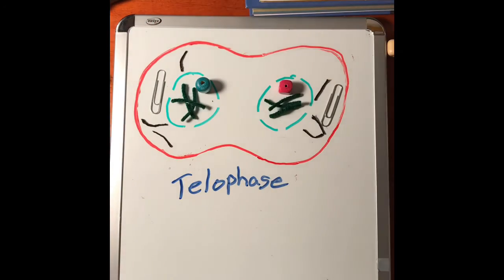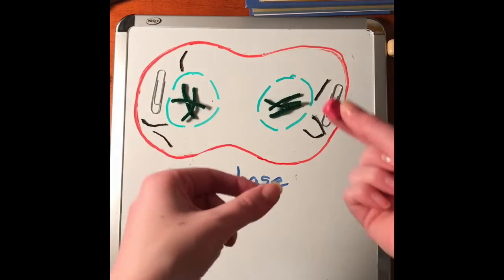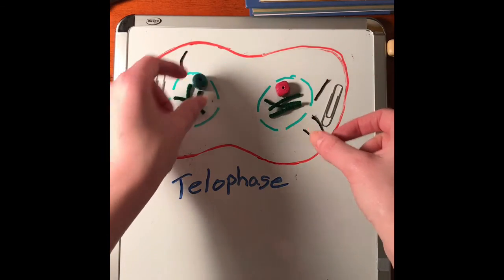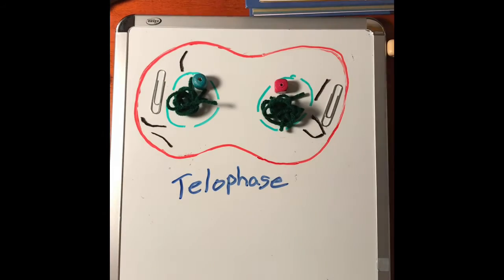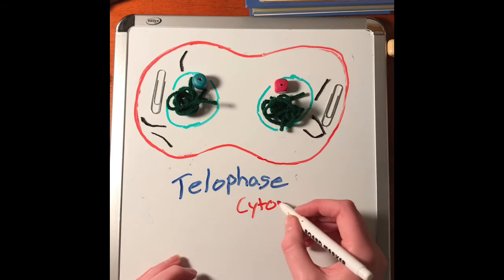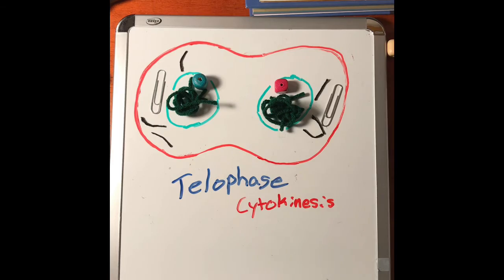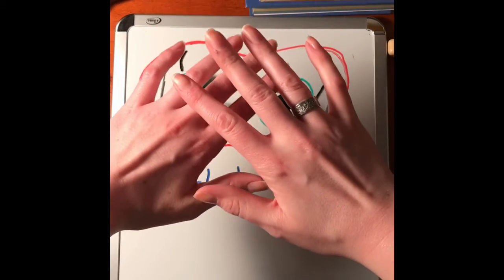During this phase, the mitotic spindle breaks down. The nuclear membranes reform and the nucleus reappears. Lastly, the chromosomes begin to decondense back into their stringier forms. Alright, so that's basically mitosis, but one more thing that's important to talk about before we end completely is cytokinesis. So let's go ahead and do that.